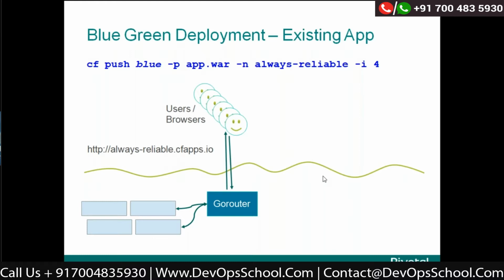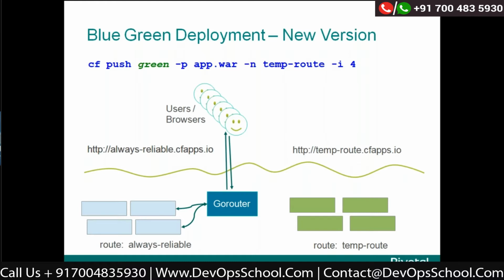But now you have a new code. So what you do is you push the new code with the name green. A new application, you're pushing with the name green. In this strategy, you have to push another app with a different name, but the route name is something like temp route. -n temp route, 4 instances. So when you have a new version of your application, you are again pushing it to a separate app, green, with 4 instances.